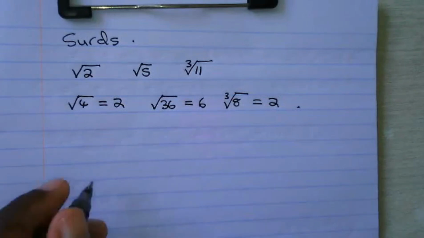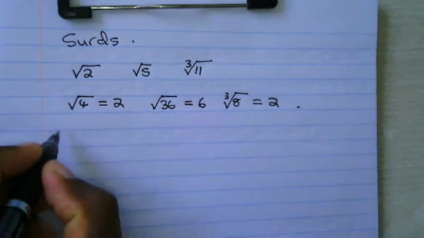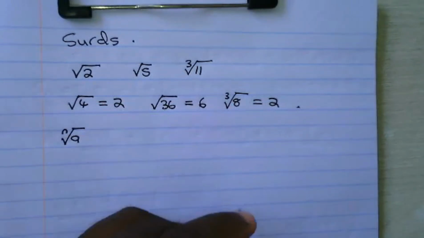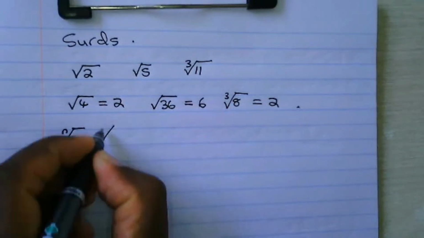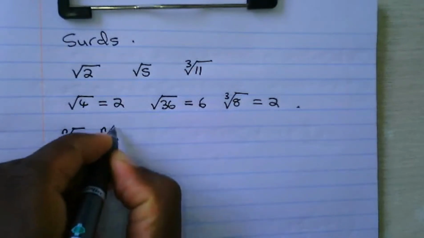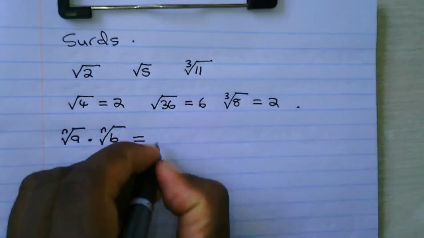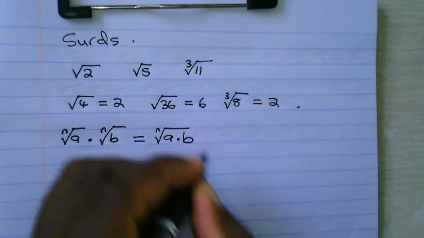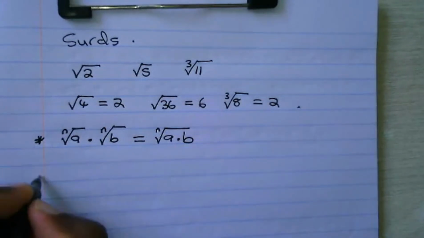And then we have two laws that we use in surds. The first one is multiplication. When the nth root of A is multiplied by the nth root of B, the answer will be the nth root of A times B. This is the first law.